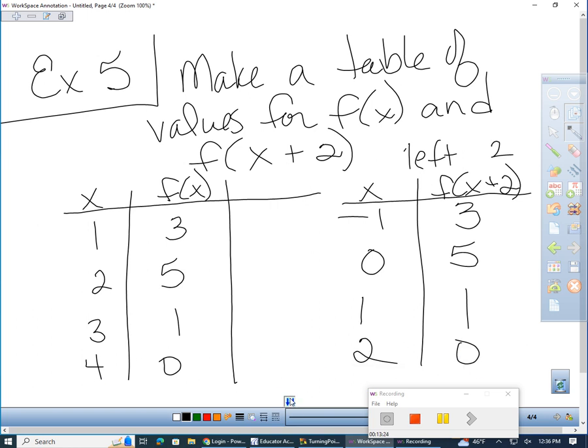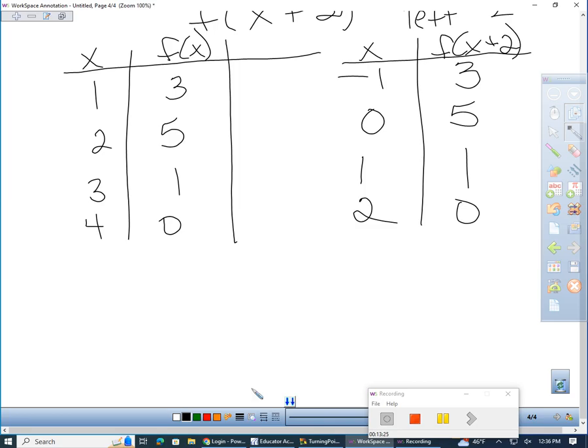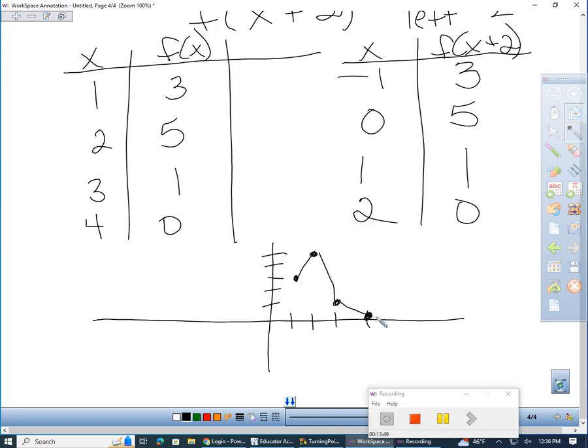Now this question in your homework actually asks you to graph both tables. So we're going to start by graphing the first one. 1, 3. 1, 1, 2, 3. I'm going to put a dot right there. 2, 5. 3, 1. And 4, 0. All right, so this is kind of what we have going on. Everybody agree? All I did was connect my dots from the first one.